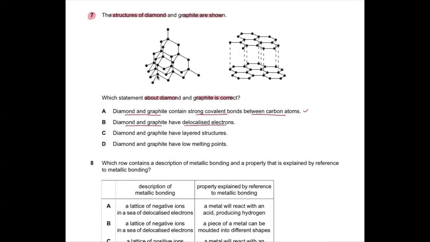Diamond and graphite have delocalized electrons. Graphite has, but not diamond. So B goes wrong. Diamond and graphite have a layered structure. Graphite has, diamond doesn't have a layered structure. So C goes wrong. Diamond and graphite have a low melting point. Not at all. Both of them have a high melting point. So A is the correct answer.